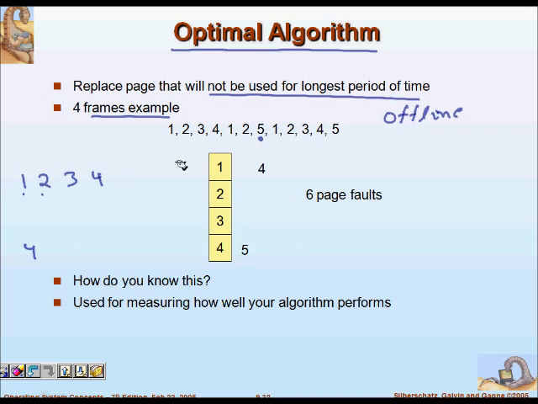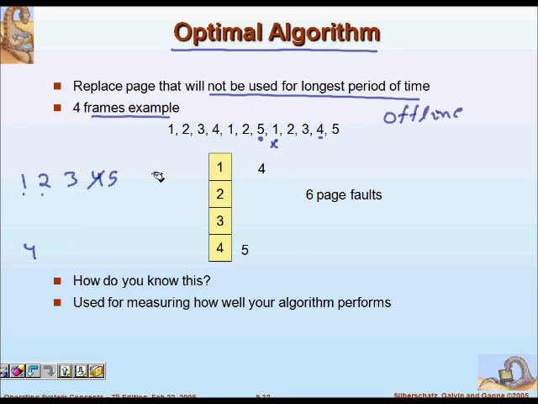So 1, 2, 3 and 4. Which one will not be used for the longest period of time? 1 is going to be used, 2, 3 and 4. So 4 is not going to be used for the longest period of time. So I will remove 4, bring 5 here. Then it is done. Then I require 1.